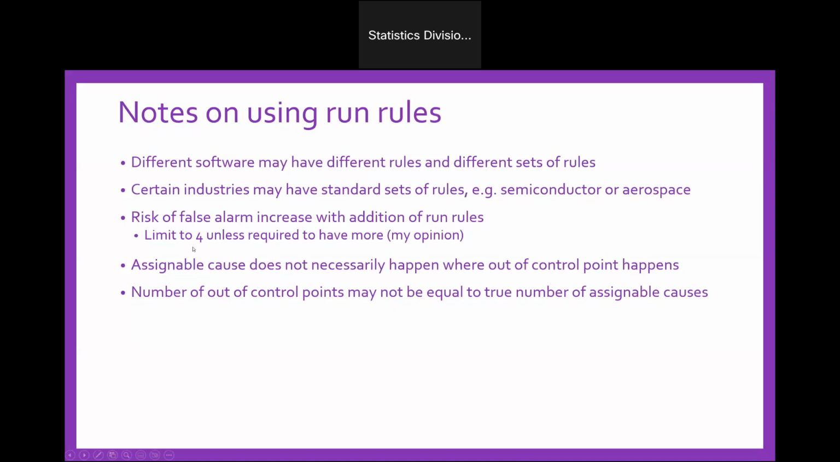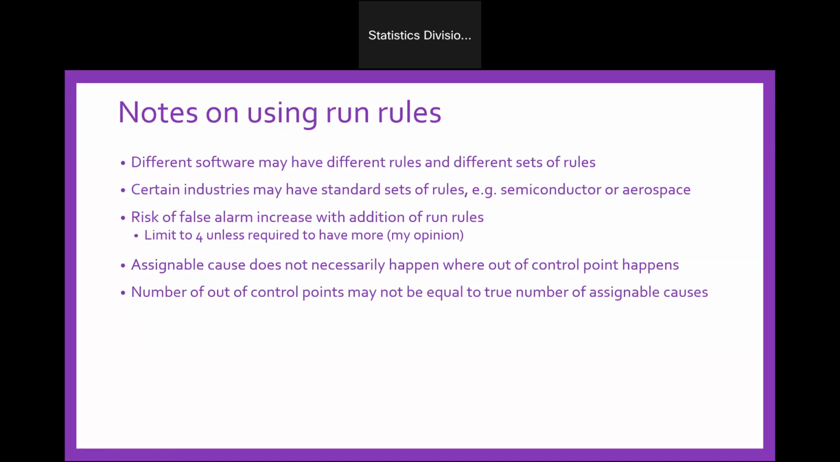I would say to limit to 4 or less, unless you're required to have more. I'm not sure if there's a specific standard anywhere to limit to 4, so this is my personal opinion. And then you have to be careful because an assignable cause, when you're using the run rules, doesn't necessarily happen where the out of control point is. It's obvious when it's just outside the control limits that the point that's outside is where the assignable cause is, but with the run rules, that's not necessarily the case.